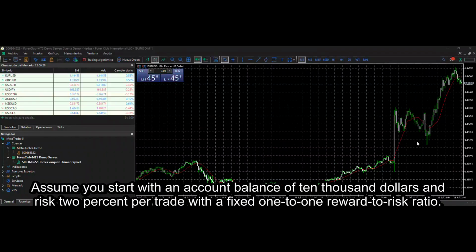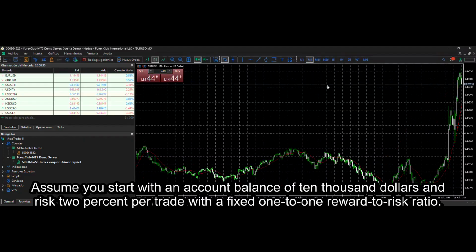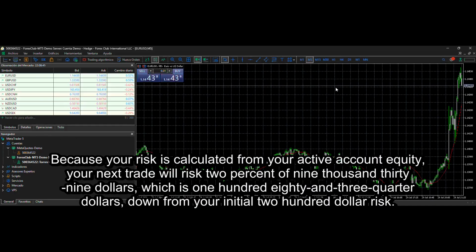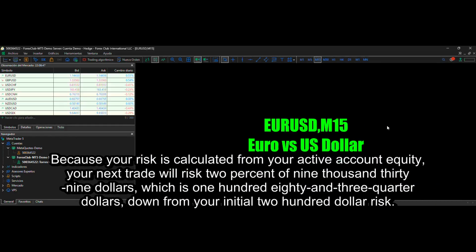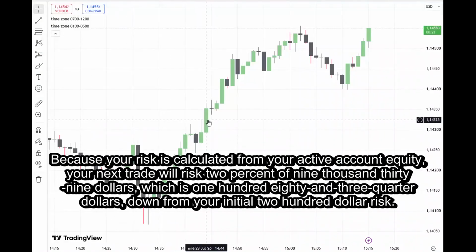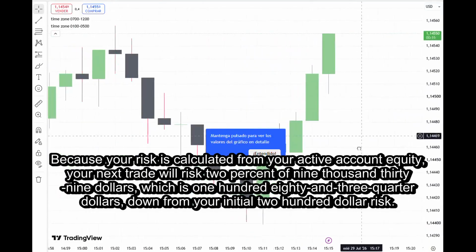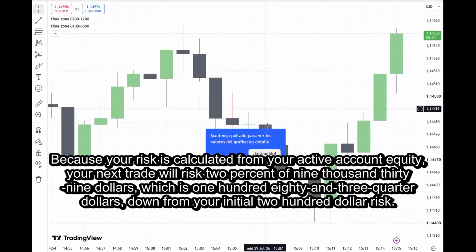Assume you start with an account balance of $10,000 and risk 2% per trade with a fixed 1-to-1 reward-to-risk ratio. If your bot hits a streak of 5 consecutive losing trades, your account balance falls to $9,039. Because your risk is calculated from your active account equity, your next trade will risk 2% of $9,039, which is $180.75, down from your initial $200 risk.